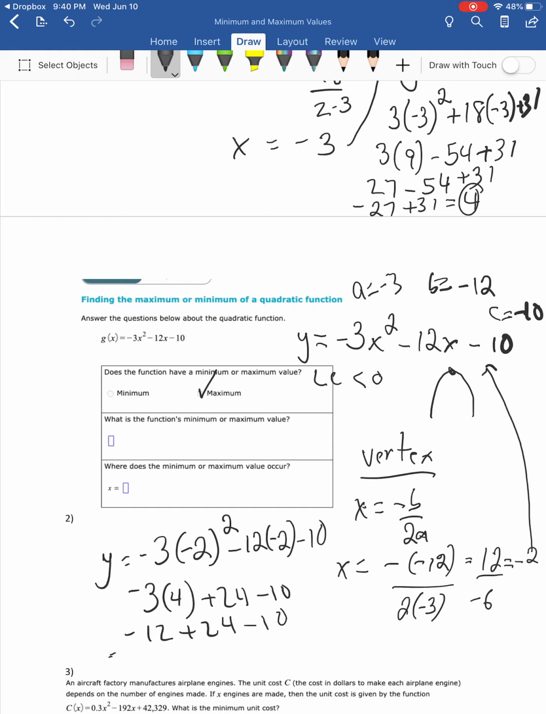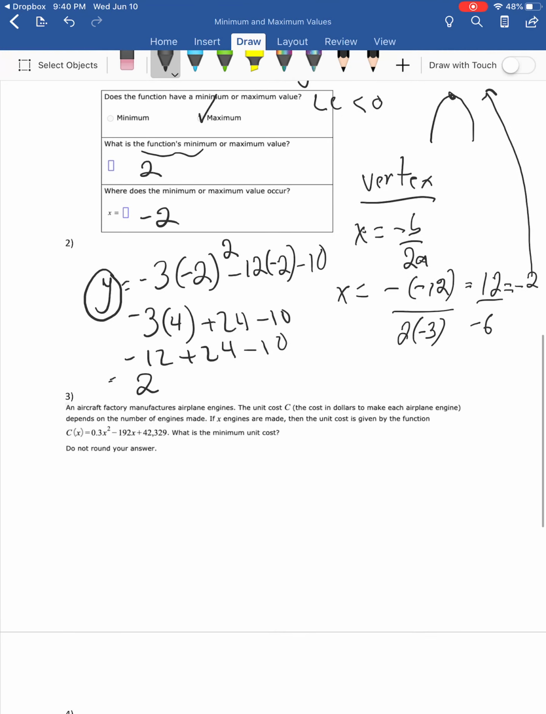So that's 12 minus 10, 2. Where does the minimum and maximum value occur? The x value occurs at negative 2. What is the function's minimum and maximum value? When asked about the function, that's the y value, and that's at positive 2.